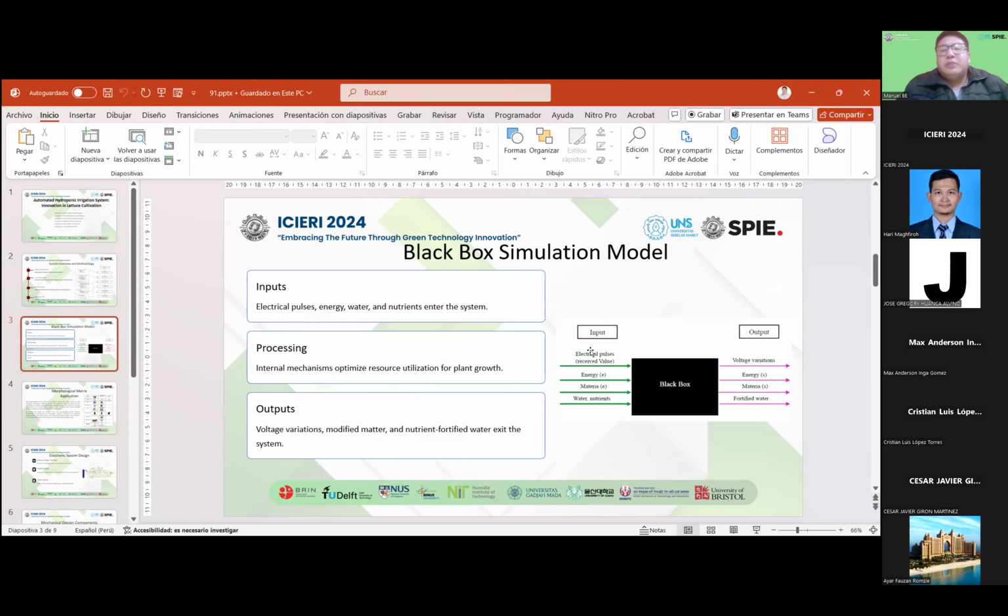Here we present the black box simulation model. Inputs: electrical pulse, energy, water, and nutrients enter the system. Internal mechanisms optimize resource utilization for plant growth. And outputs: voltage variations, modified matter, and nutrient-fortified water exit the system.